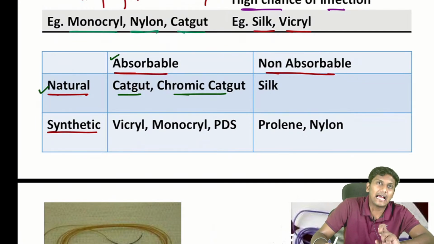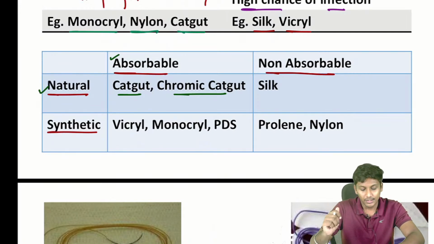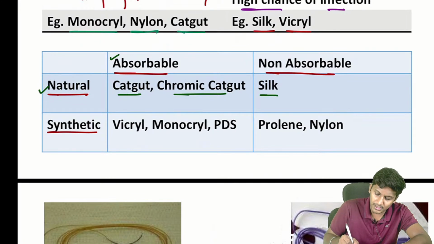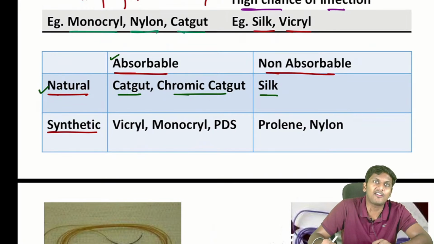Then if I talk about natural suture but which is not absorbable, that means we have to remove the suture, we have to cut the sutures. Definitely that suture you have to remember is silk, because we know that silk can be derived from silkworm. Therefore it is derived from a natural source, but it is not absorbable. We have to remove that suture.